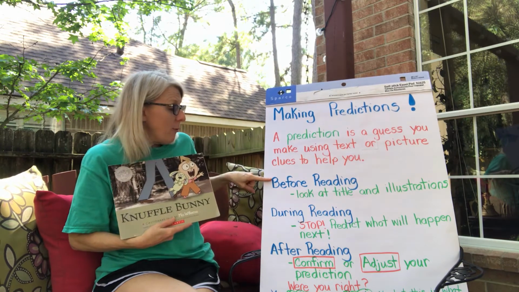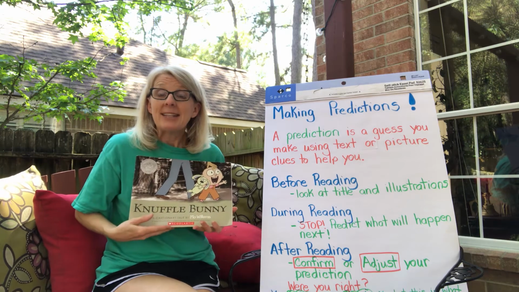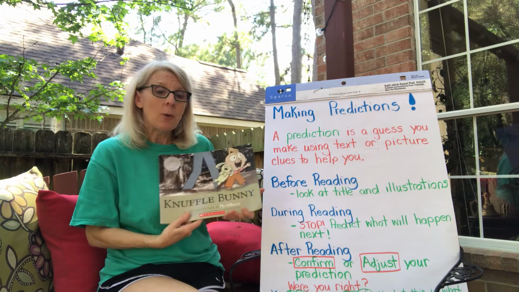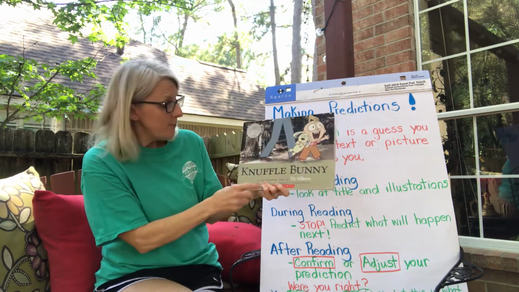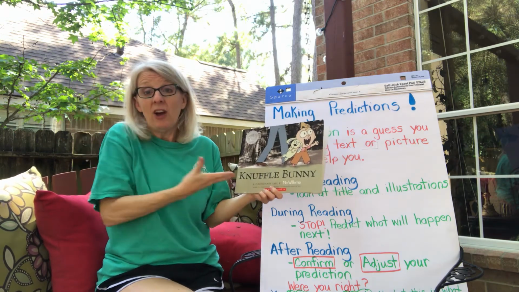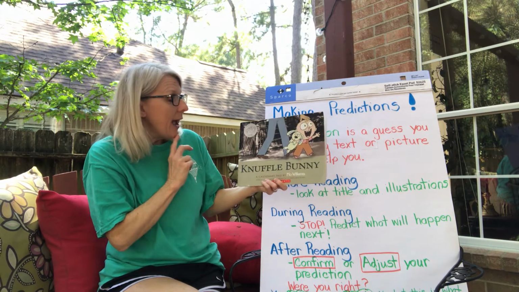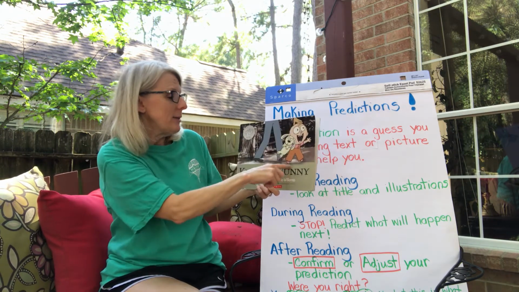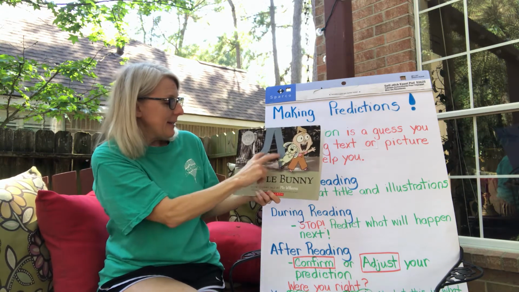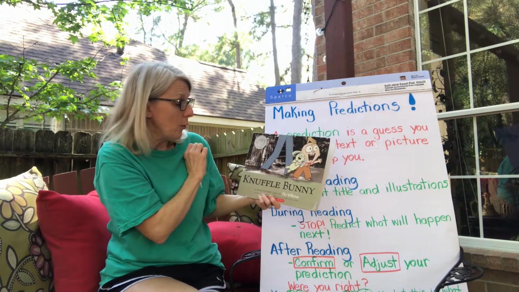So you can see that before reading, I need to look at the title and the illustrations and see what I can predict about the story from looking at those. So I look at the cover and I can see it's called Nuffle Bunny. So I'm going to predict it's about a Nuffle Bunny. Not really sure what that is yet, but it's going to be about that. I can see that there seems to be a little guy with his legs. So I'm guessing it's about this little boy or this little girl.